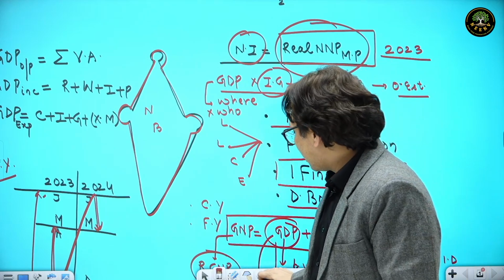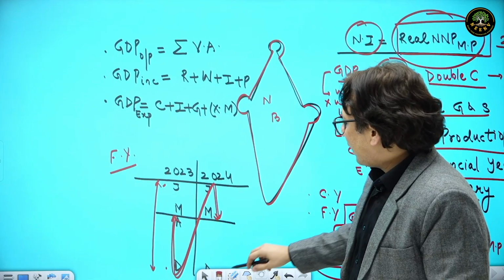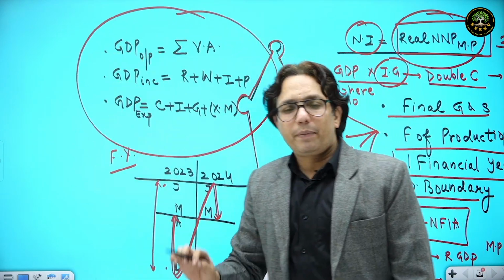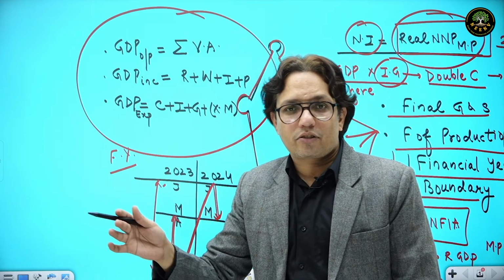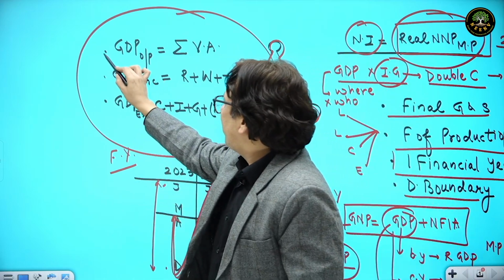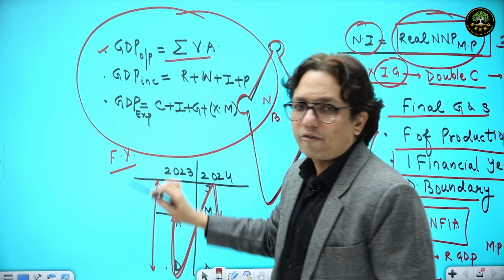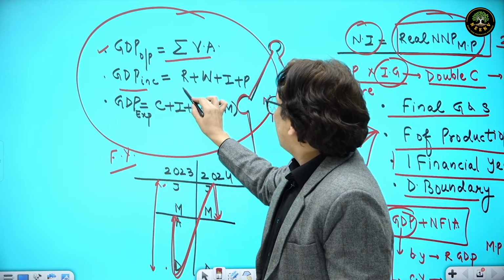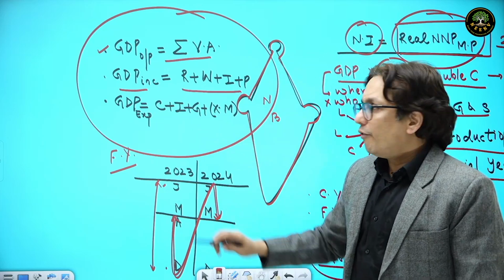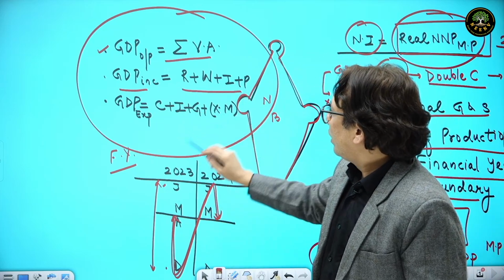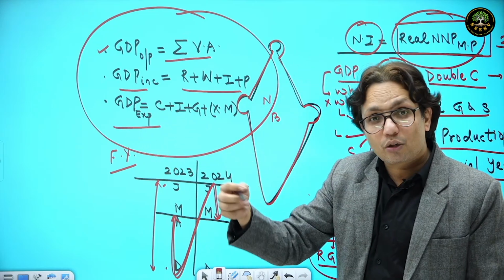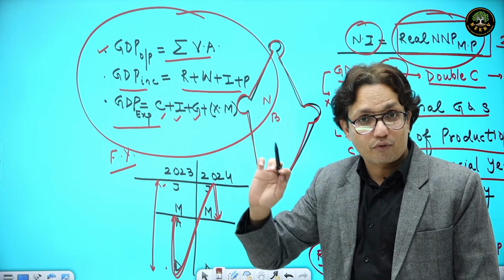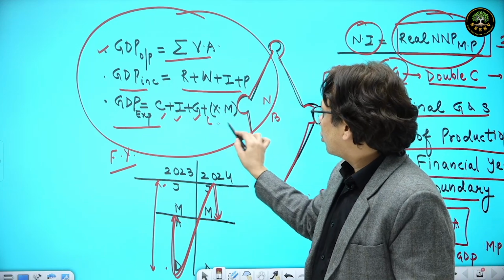Now let me tell you a few more concepts associated with this question, and that is about the formula for calculating GDP. GDP is calculated by three different methods. If we calculate GDP by output method, GDP is equal to summation of value addition done at all the stages. GDP by income method is equal to summation of factor incomes generated, which is rent plus wages plus interest plus profit. And GDP by expenditure method is equal to consumption plus investment plus government expenditure on goods and services plus net exports.